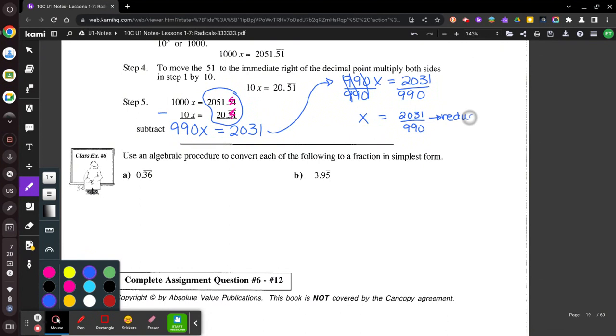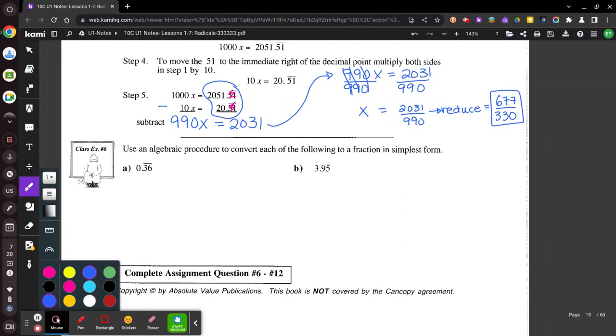Your calculator will reduce for you. All you've got to do is type in your number. So you would type in 2031 divide 990, and then you would hit math, enter, enter. So reduced, it will give me 677 over 330. Okay, and our calculator would have done the same thing, but this is how we figure it out algebraically. So we're going to do 2 more examples, and then we will see how everybody else does on the practice.